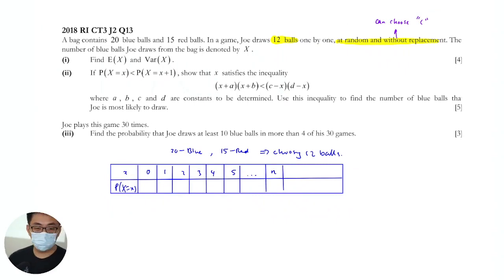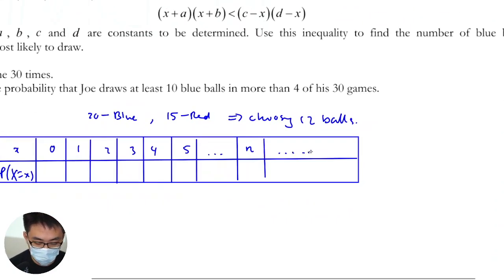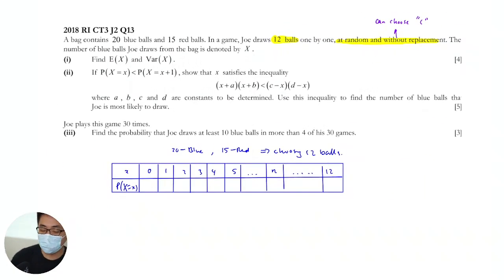Let me complete this one. The last one will be 12 blue balls. At a glance, this is going to be tedious for 4 marks. Of course, you can key in 0 to 12, one by one, the probability. You can do it, but it will cost you about 10 minutes in the exam, which is not worth the 4 marks.